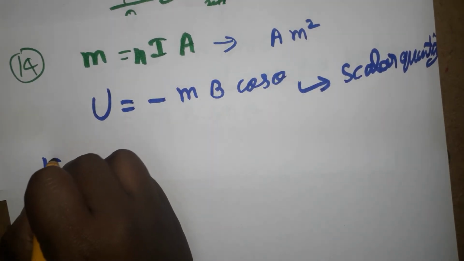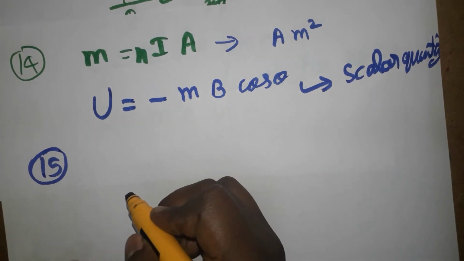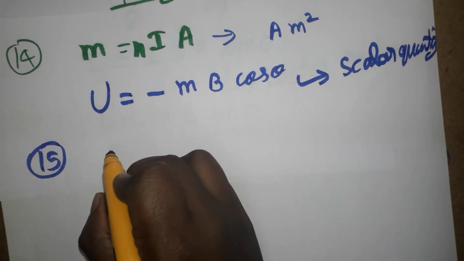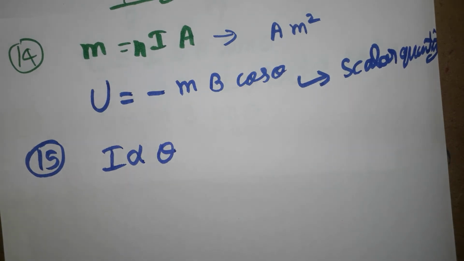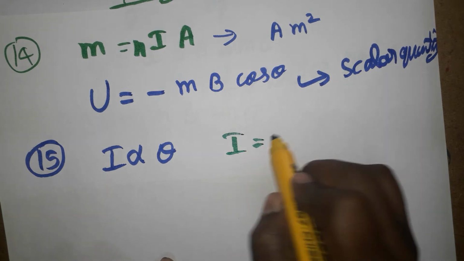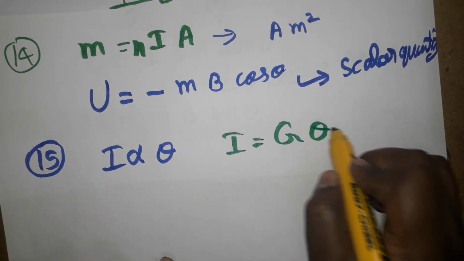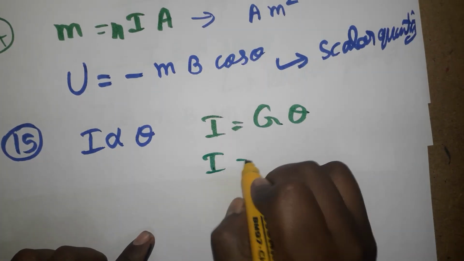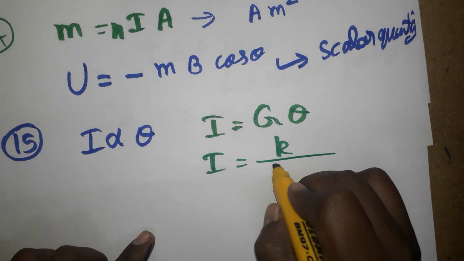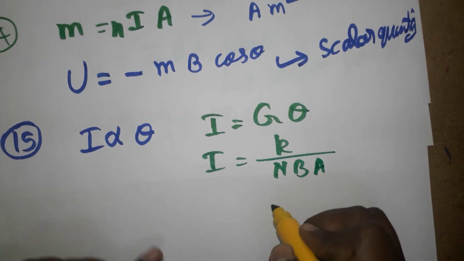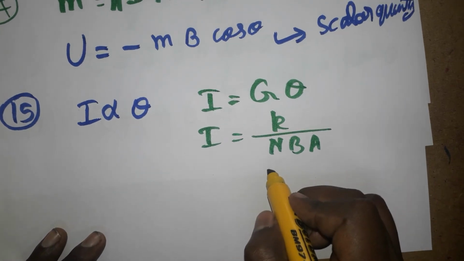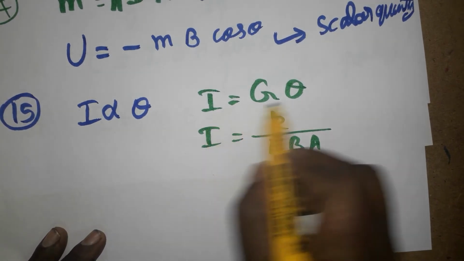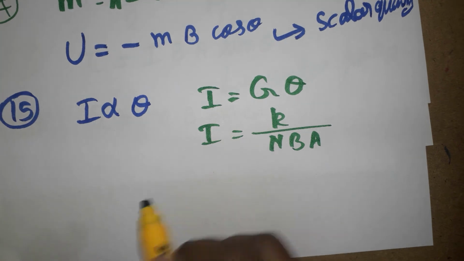The next thing, formula number 15. Moving coil galvanometer. The current is directly proportional to the angle of twisting in a moving coil. So I is equal to a constant times theta, which gives I equal to K divided by NBA, where K is a constant. So I is directly proportional to theta, the angle of twisting in a galvanometer.